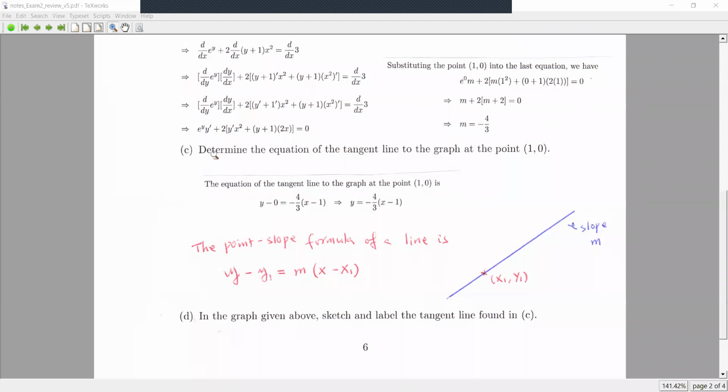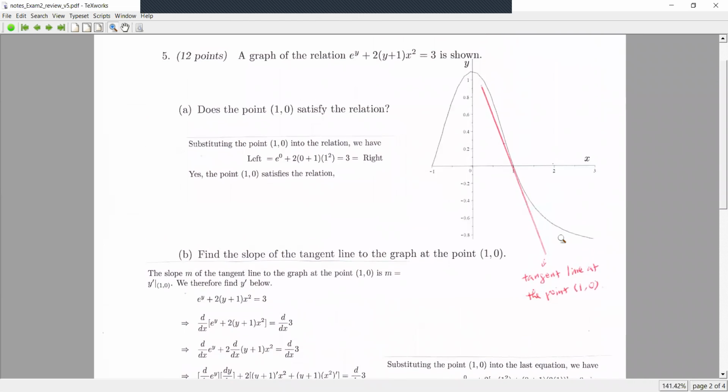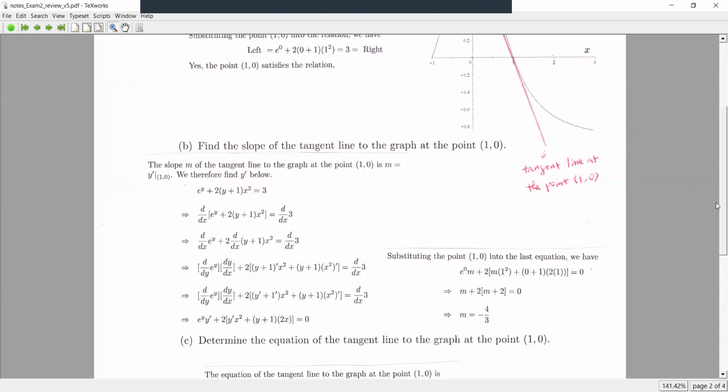Part C. Determine the equation of the tangent line to the graph at point (1, 0). That is, we need to write down the equation of this tangent line. About this tangent line, now we have its slope, negative 4 over 3. And also we have one point on the tangent line. The point is (1, 0). By the point slope formula, we can write down the equation of this tangent line.